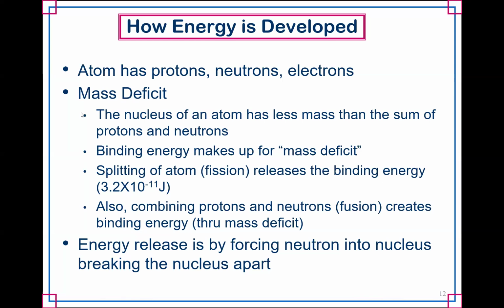So how do you get the atom to release the binding energy? You split it. You force a neutron from another location into the nucleus, and it splits and breaks the nucleus apart.